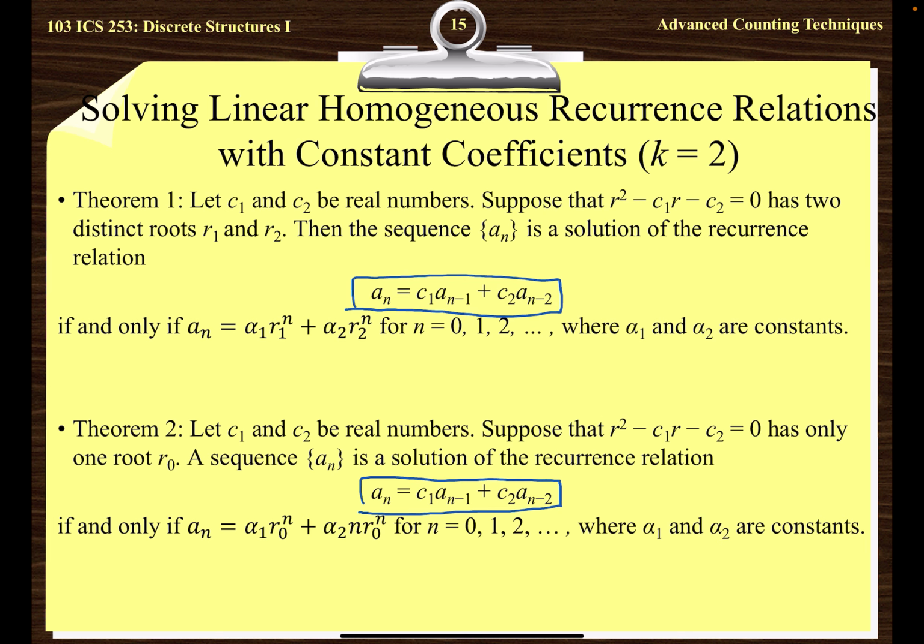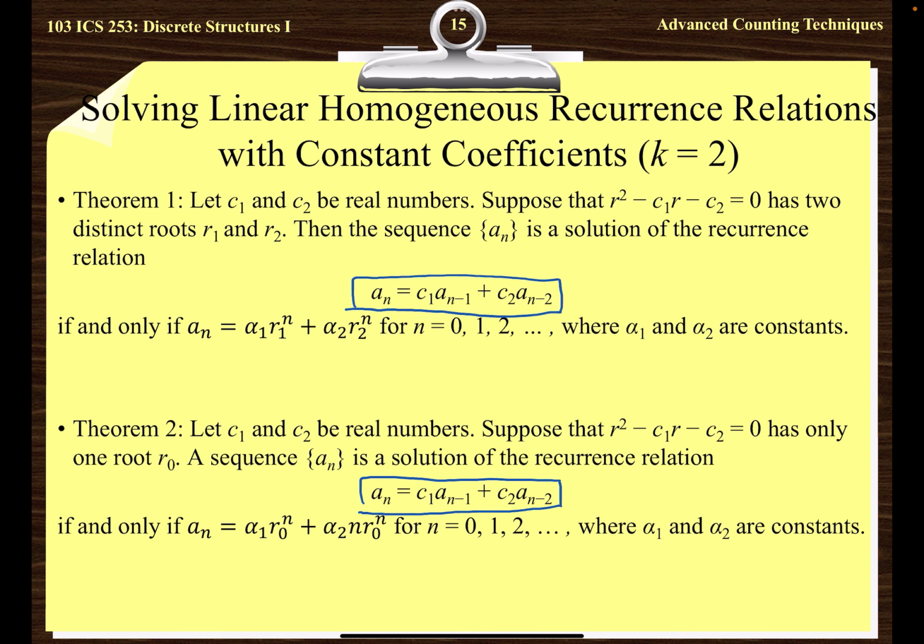Well, look here. Basically, what is the maximum history here? An minus 2, right? So this is of degree 2, right? So basically what you do is, starting from an, this will be of degree 2, this will be of degree 1, this will be of degree 0. Okay, so let C1 and C2 be real numbers. Suppose that r squared minus C1 r minus C2. This is my characteristic equation.